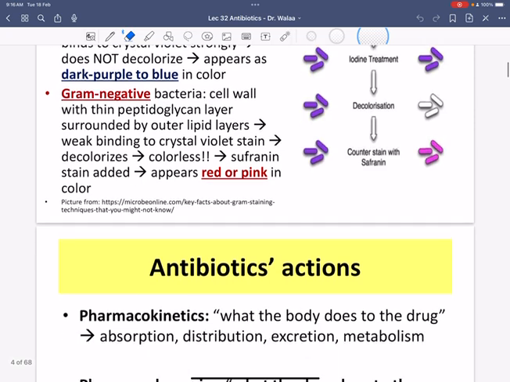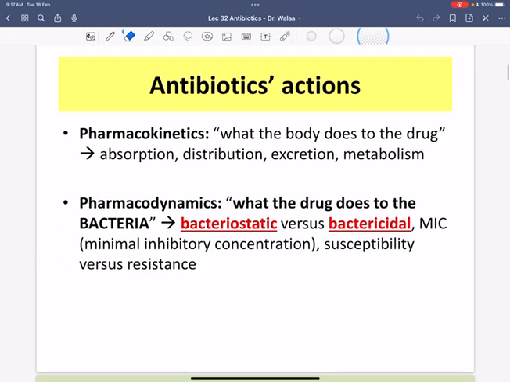Okay. Two terms which I think you're familiar with from microbiology and pharmacology, right? Pharmacokinetics and pharmacodynamics. When we say pharmacokinetics, it's how our body processes or takes care of the antibiotic in terms of absorption, distribution, metabolism, and excretion. When we say pharmacodynamics, it's how the antibiotic interacts with the pathogen or the bacteria. So this includes whether this antibiotic is bactericidal or bacteriostatic.